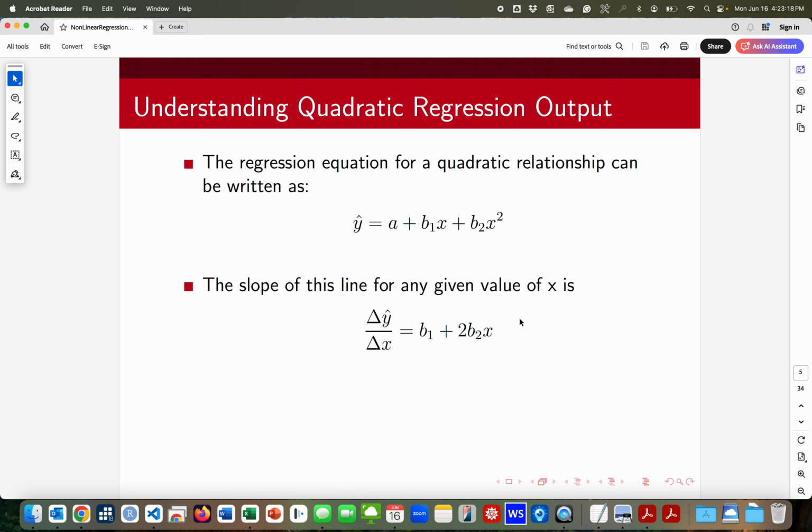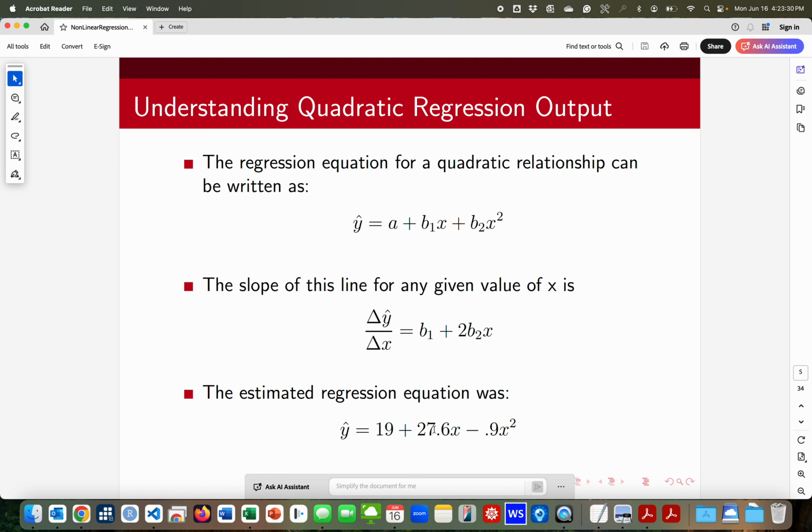So for those of you who have had some calculus, all we're doing is taking the first derivative of that estimated regression equation. So in this case right here, we had 19 plus 27.6x minus 0.9x squared. We're going to bring down the 27.6 minus 2 times the 0.9 times x. So we get the 27.6 right here. 2 times 0.9 is 1.8. Again, we bring that negative sign down.